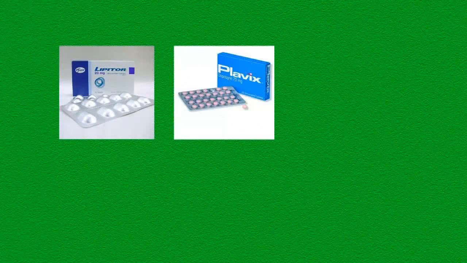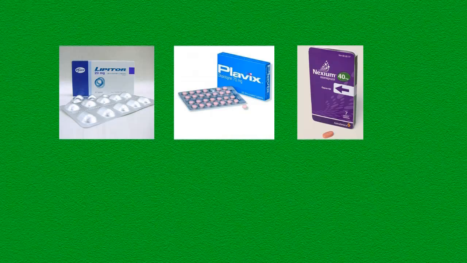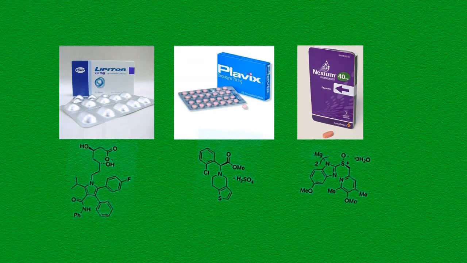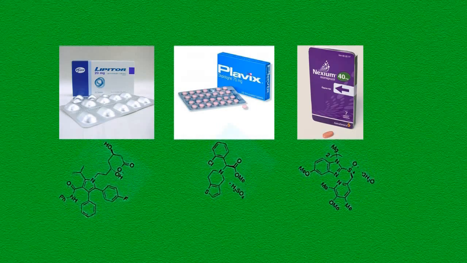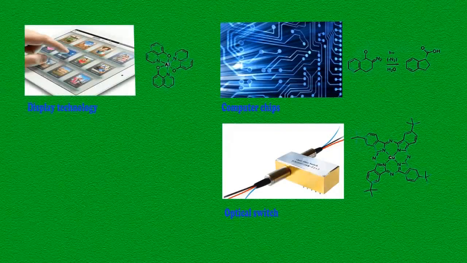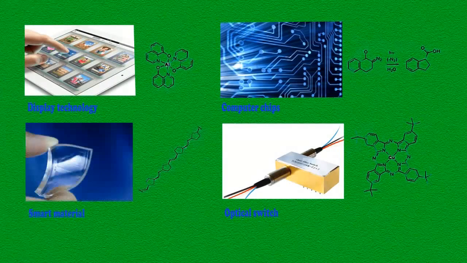Let us look at some examples. Lipitor, Plavix, all the drugs are composed of atoms like oxygen, hydrogen and many more to make a single molecule. All these drugs are used to cure diseases. Not only to cure disease, the molecules can be used to make computer chips, optical switching, display technology and many more smart materials. If anyone can understand these molecules, they can make their own molecules.